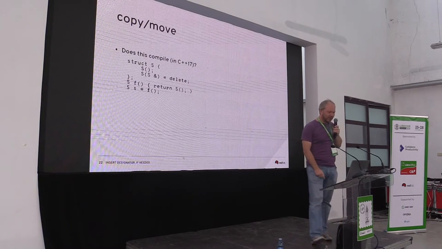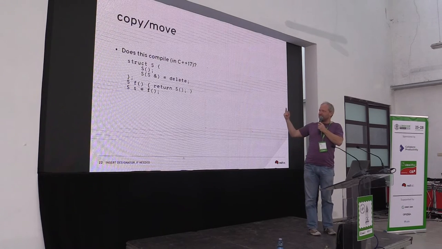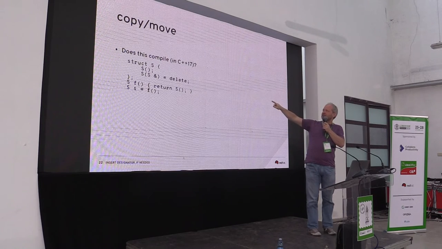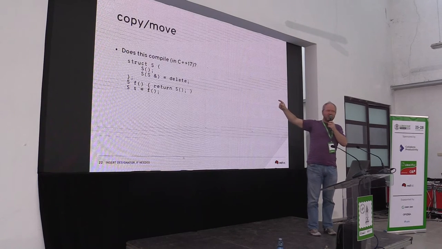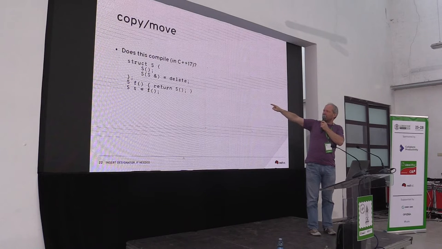Next topic, copy, move. C++17, does this compile? So we have a struct with a deleted copy constructor. Even if there's no const in there, it is deleted, so we just have one copy constructor implicitly defined. This is the one, so it is deleted, so we don't get any other ones. So we can't copy the S object out of F.